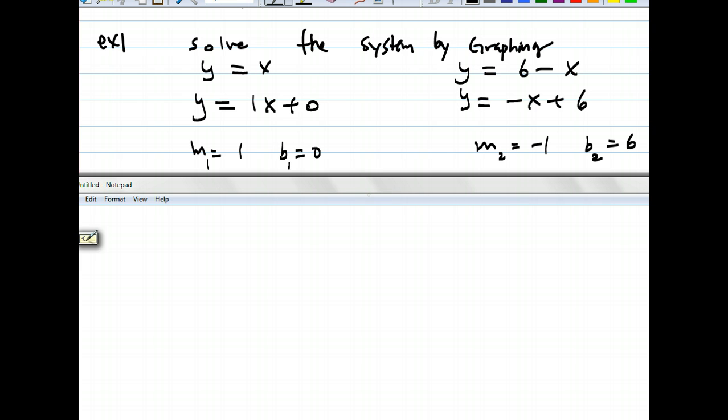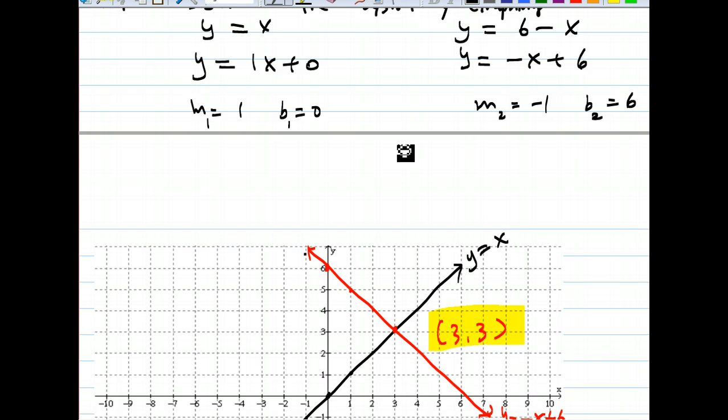So, how many people think they have the right answer? Raise your hand. Okay, all right. Jennifer, what did you get as your solution? 3, 3? Yes, that's what I got.